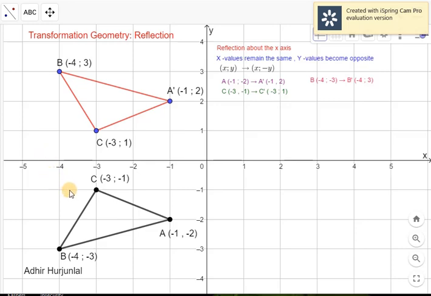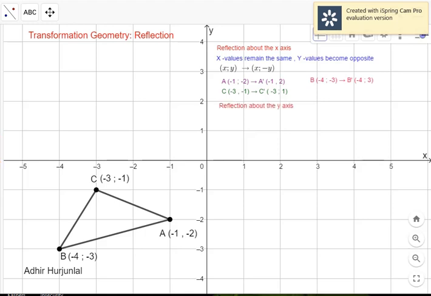Before I even go any further to do reflection about the y-axis, give me a few moments just to neaten up what I have. I'm going to remove that, and we're going to go ahead now and look at reflection about the y-axis. If I'm dealing now with reflection about the y-axis, the simple rule that I want you to remember is the y value remains the same while the x value becomes opposite. Again, in mathematical notation, (x, y) now becomes (-x, y). And you can see exactly where I am going with this.